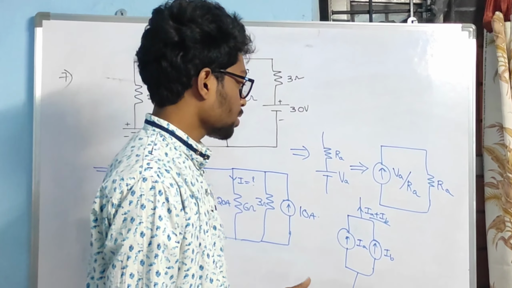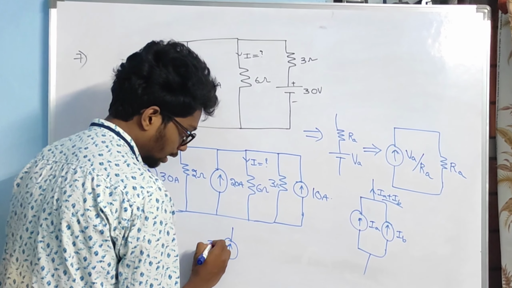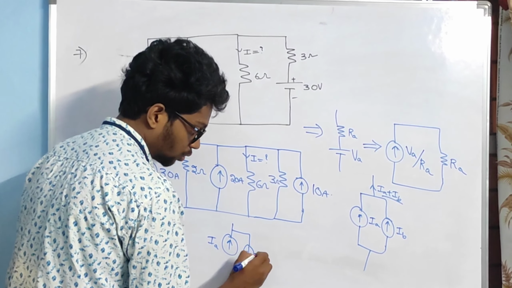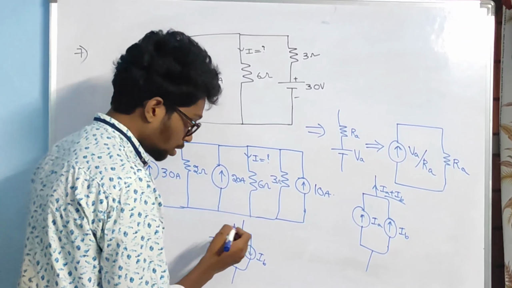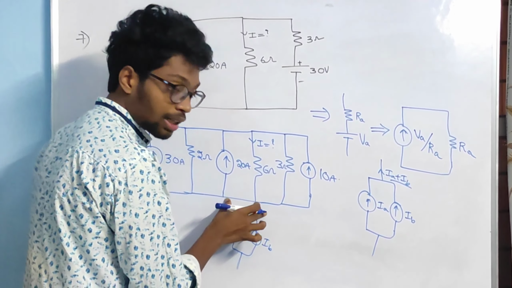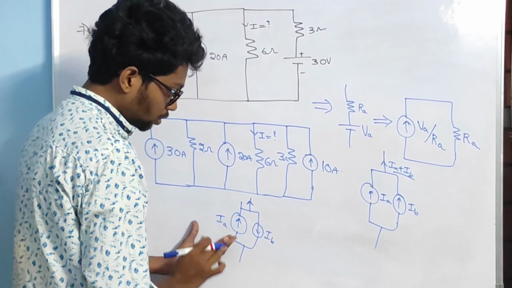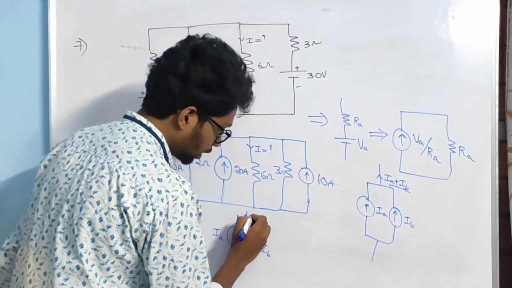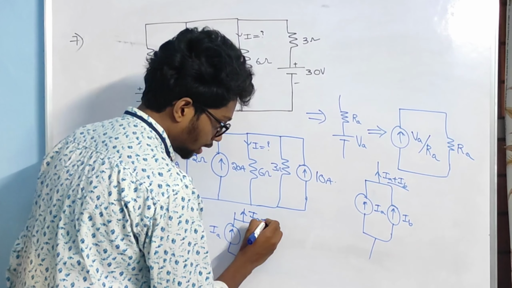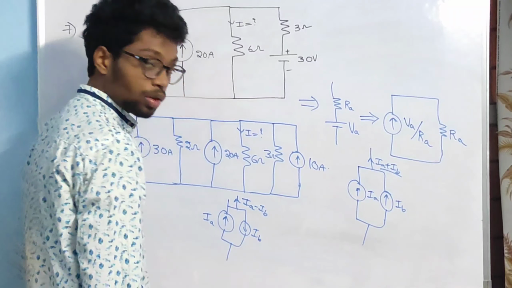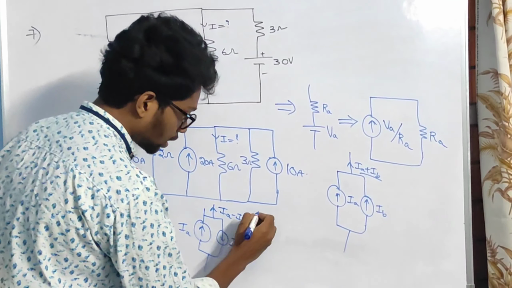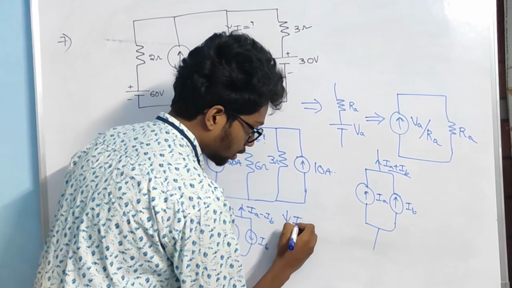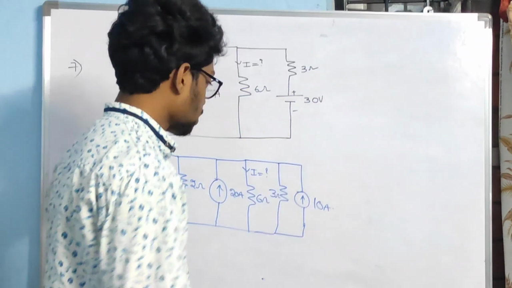Whenever current IA is like that and current IB is in the downward direction, if the direction of the resultant current is like this, then we have to subtract IB from IA. So we will get IA minus IB. If the direction is opposite like this, then we have to subtract IA from IB.